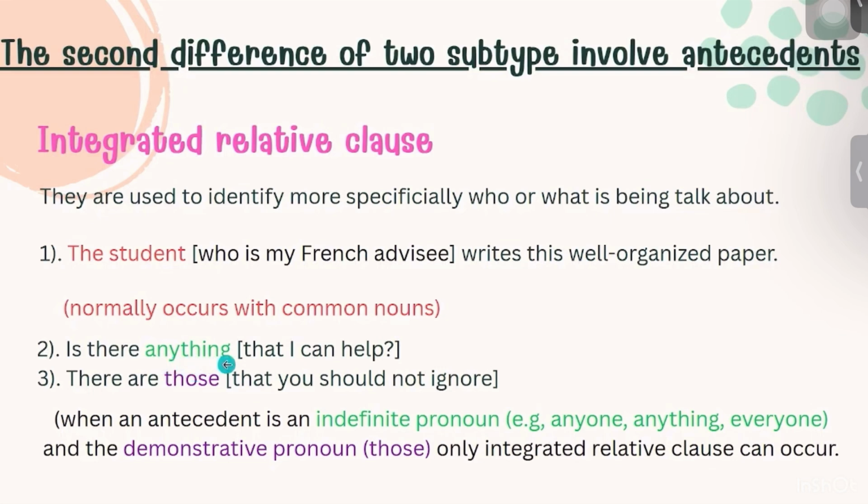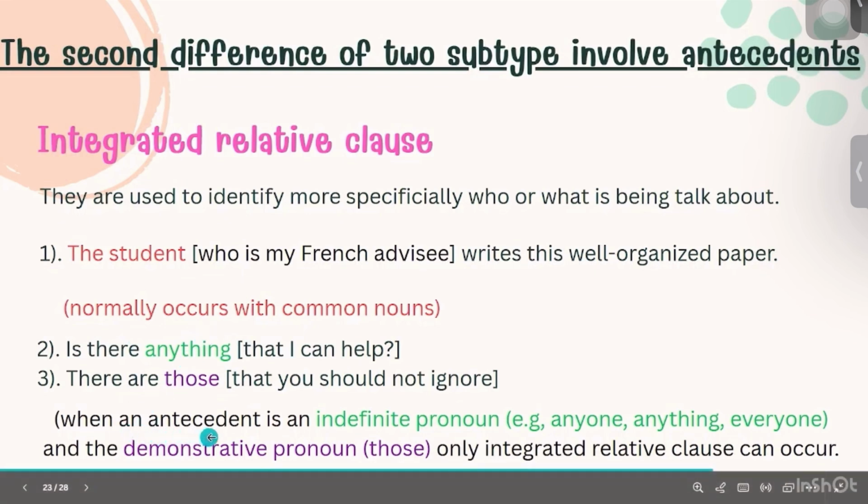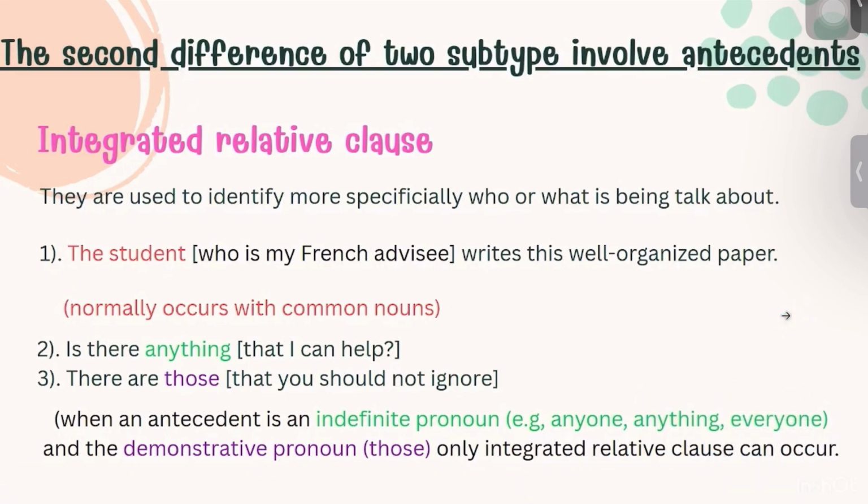Is there anything that I can help? And there are those that you should not ignore. I have already colored the essential part. When an antecedent is an indefinite pronoun or demonstrative pronoun, only an integrated relative clause can occur. Okay, let's move on to the next.